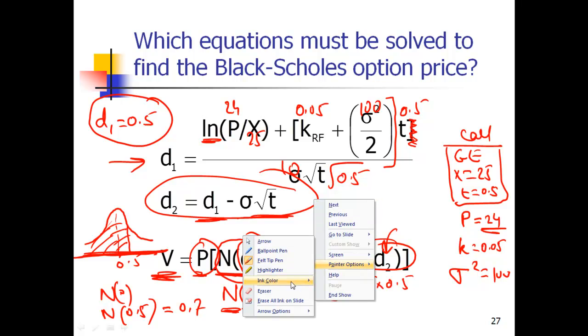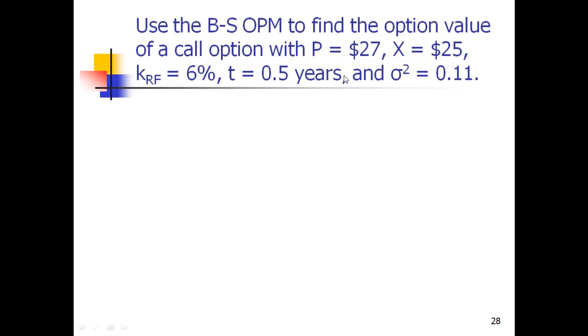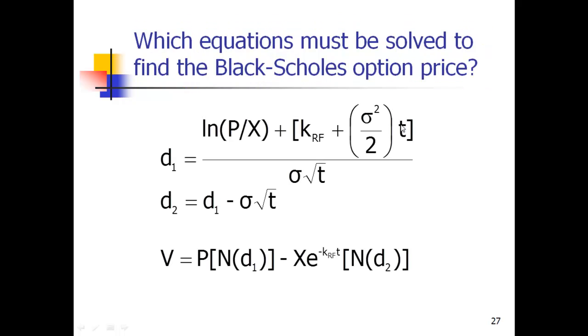Okay, so let's do this. Can you take these numbers down? We are going to actually find the value of this option. If the underlying price is 27, the strike price is 25, risk-free rate is 6%, 5 years to maturity, and the variance is 0.11. All right? So you got the numbers? Okay, now use those numbers to come up with the value of that call option.